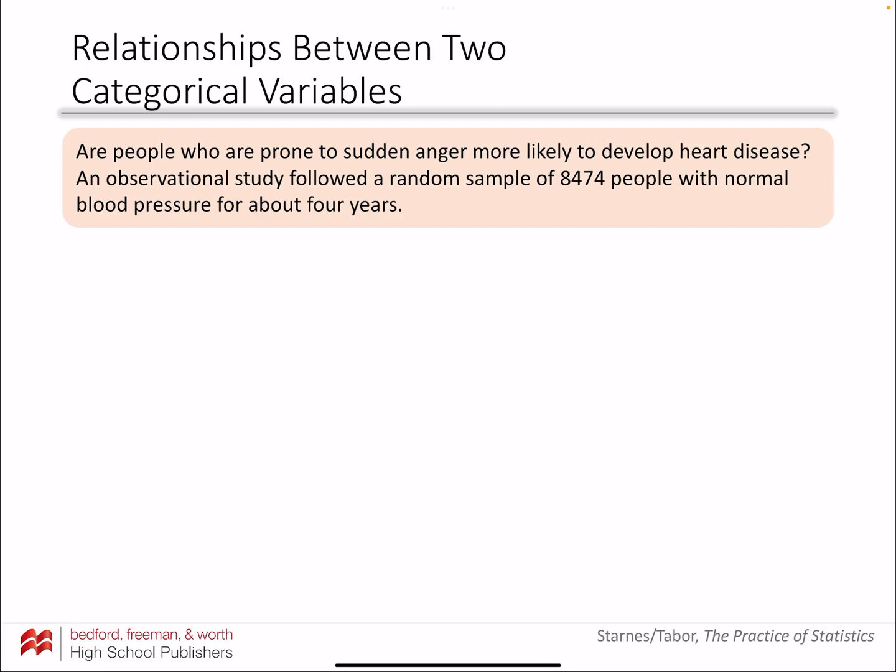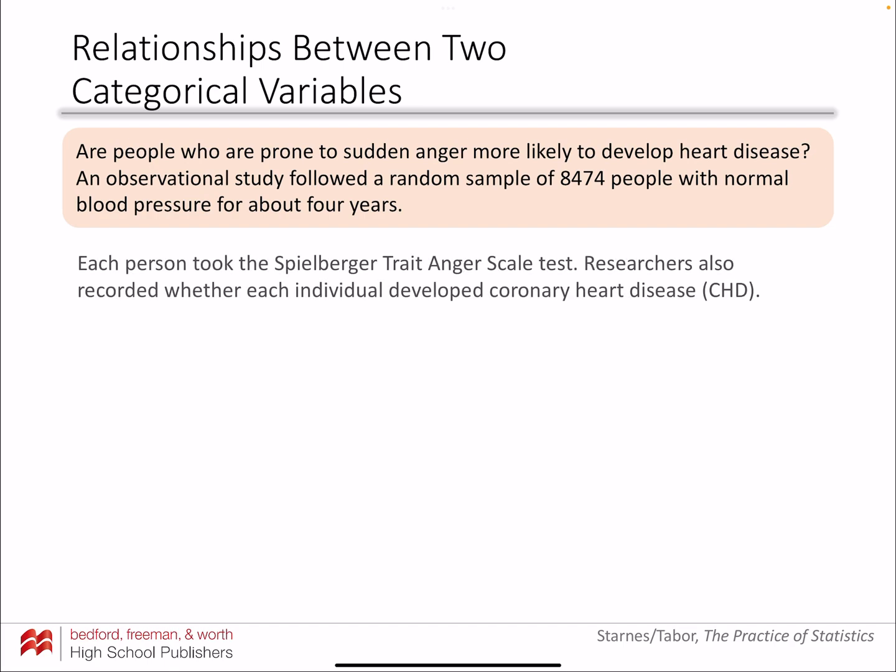Okay, here's another question for you. Are people who are prone to sudden anger more likely to develop heart disease? An observational study followed a random sample of 8,474 people with normal blood pressure for about 4 years. Each person took the Spielberger Trait Anger Scale test. Researchers also recorded whether each individual developed coronary heart disease.